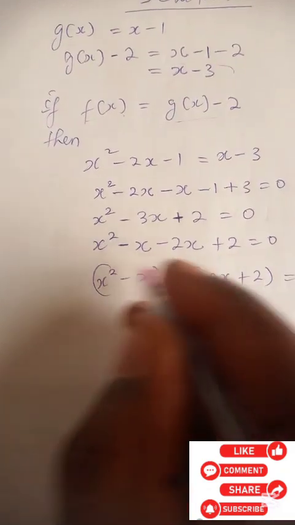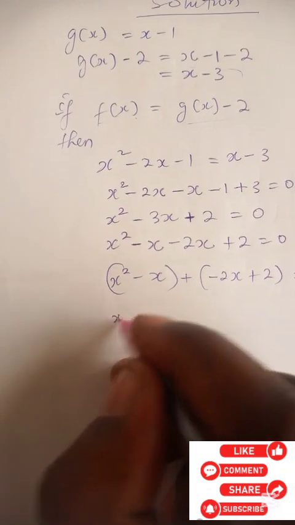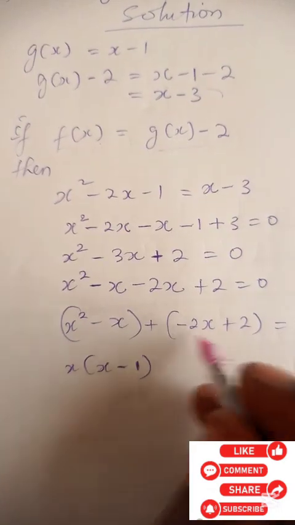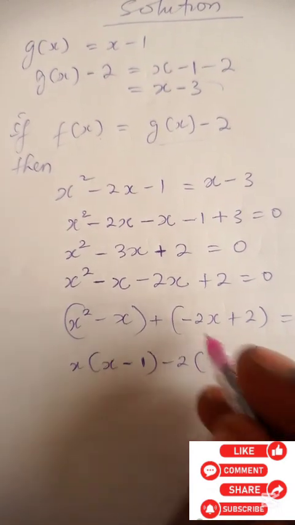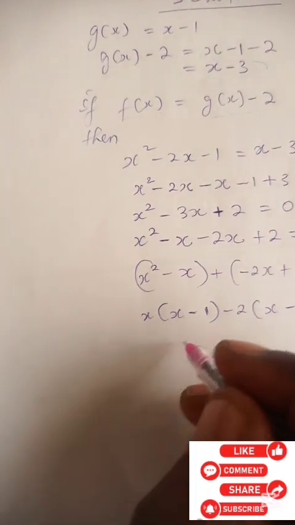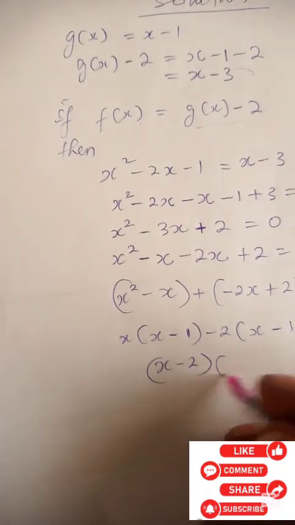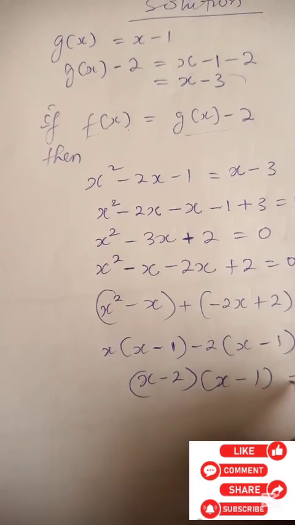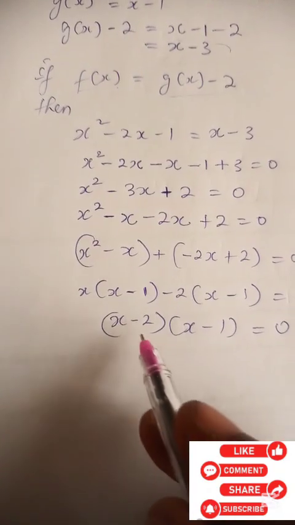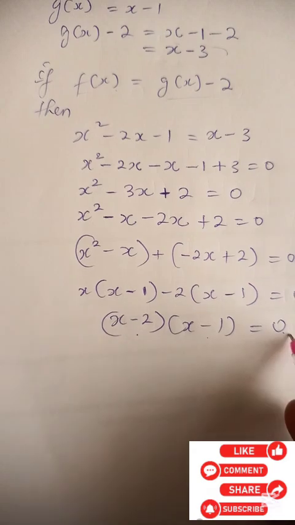So this one now, let's solve this aspect here. What is common here? We have x common, x minus 1. Then what is common in this aspect? We have minus 2 to be common. So if you divide this, you're still going to have this x minus 1. So let's rearrange. We have this, and then we have x minus 1, and it's equal to what? 0.